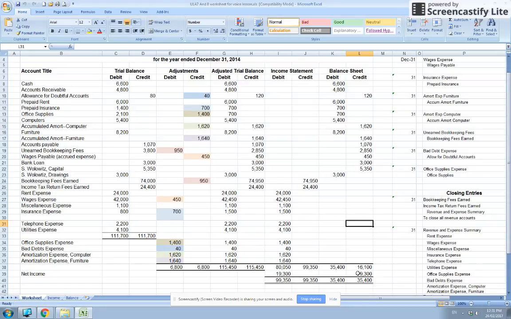Since it's a net income, it gets added to the credit side of the worksheet, and you have to balance both those columns as well. You can see it's also the smaller side on the worksheet columns.